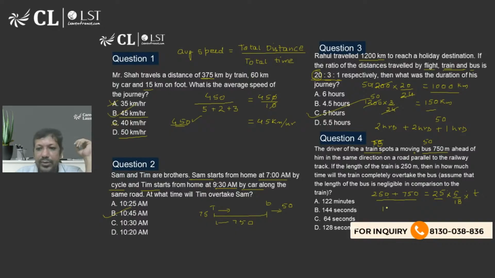That is going to be 1000. 1000 is equal to what? That is equal to 125 by 18 into t. So t is equal to 18 into 8, that is equal to 144 seconds. So the answer of this question is going to be option B.